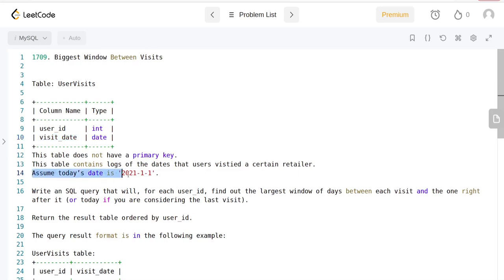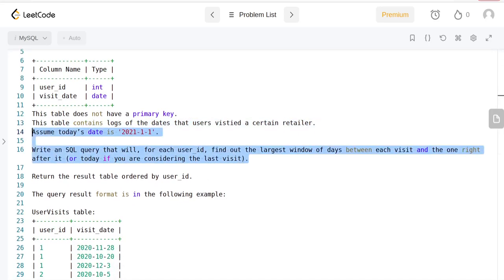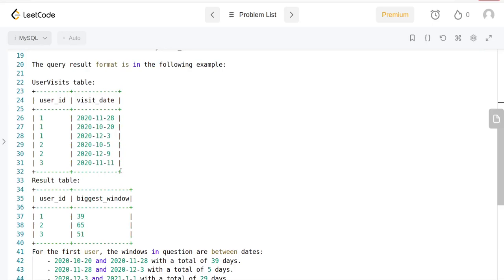Assume that today's date is 2021-1-1, so January 1st, 2021. This is a very important parameter because we're going to be calculating all the date differences from today's date, which in this question is January 1st, 2021. Write an SQL query that will, for each user ID, find the largest window of days between each visit and the one right after, or today if you are considering the last visit. I'll explain what it means with the examples.